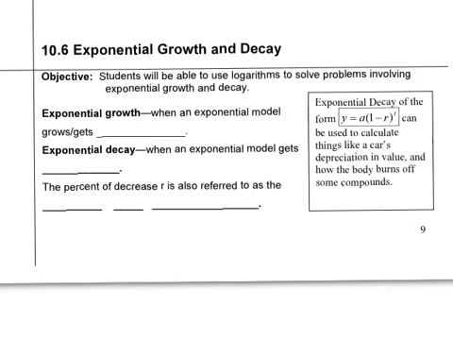Okay, 10.6, exponential growth and decay. Students will be able to use logarithms to solve problems involving exponential growth and decay. Okay, exponential growth. This is simply when an exponential model grows or gets bigger. And exponential decay is when an exponential model gets smaller. So the percent of decrease, R, is also referred to as the rate of decay.